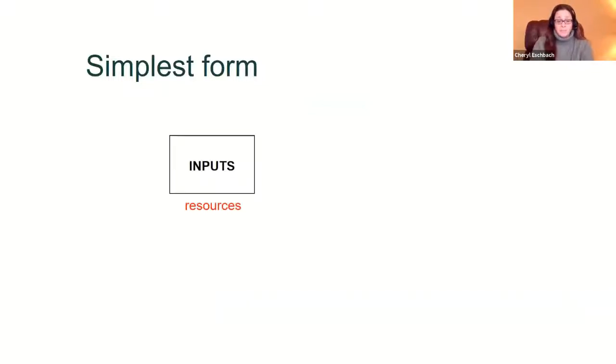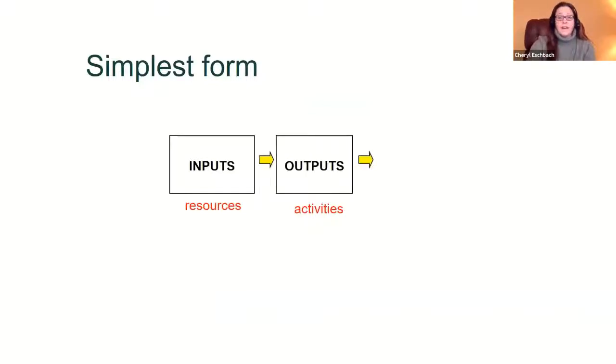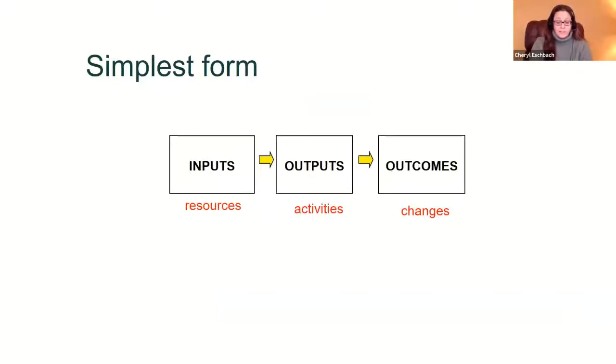In the simplest form, there are resources that go into a program, and we call these inputs. And the inputs, the investments we put in, lead to activities that we do that are called outputs. And then if we have outputs, like number of people and number of events, we can lead to actual change of participants that we call outcomes.